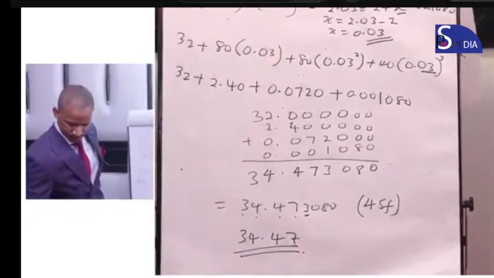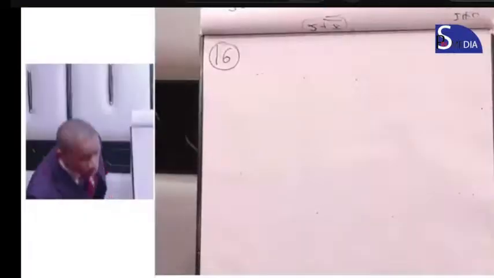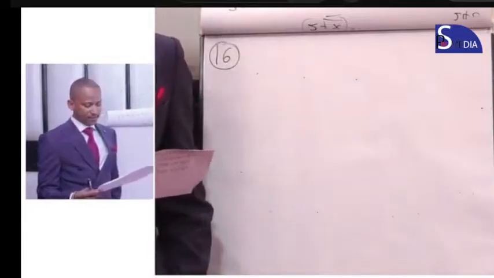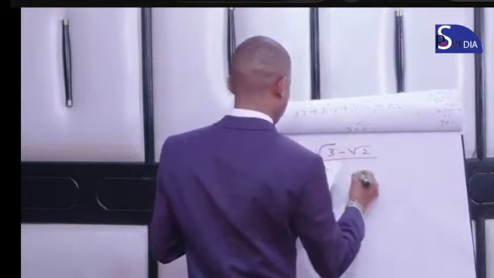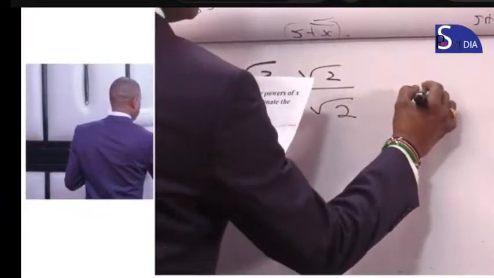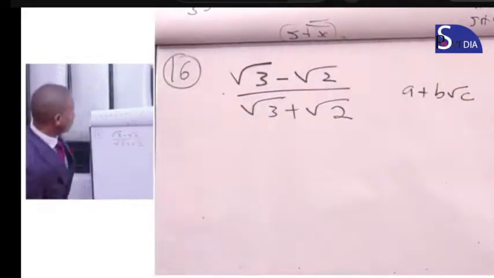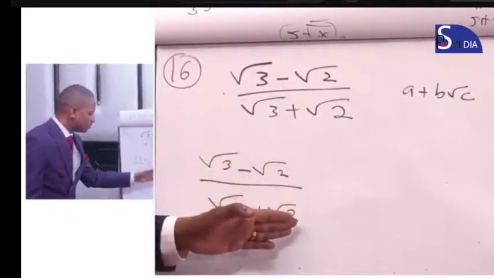Then the last question, class, then I give you assignment. Question 16. Now that last question, I want you to write down: simplify by rationalizing the denominator. Divide by root 3, an integer. Simplify by dividing by root c, by rationalizing the denominator.